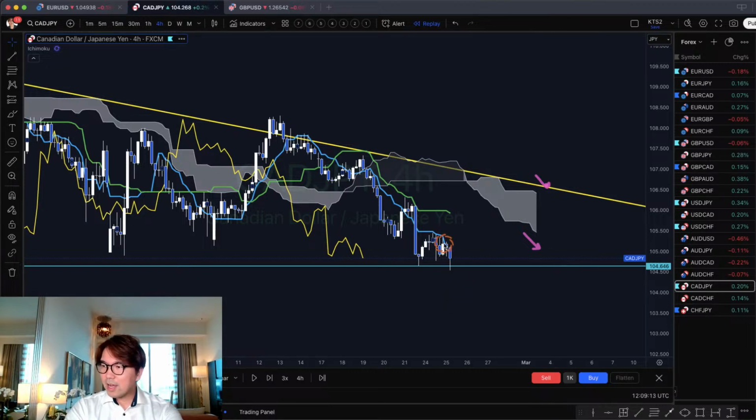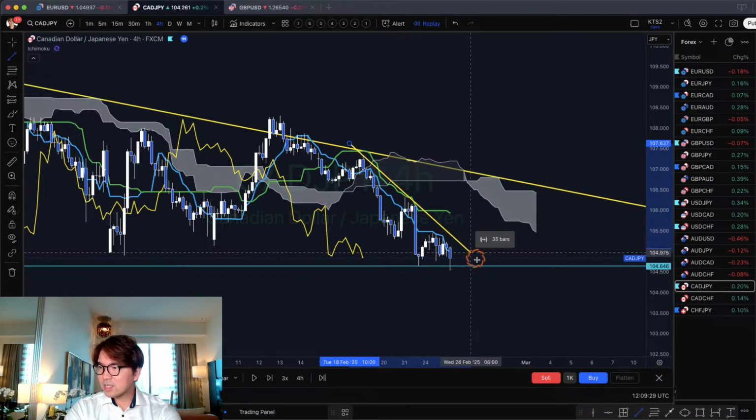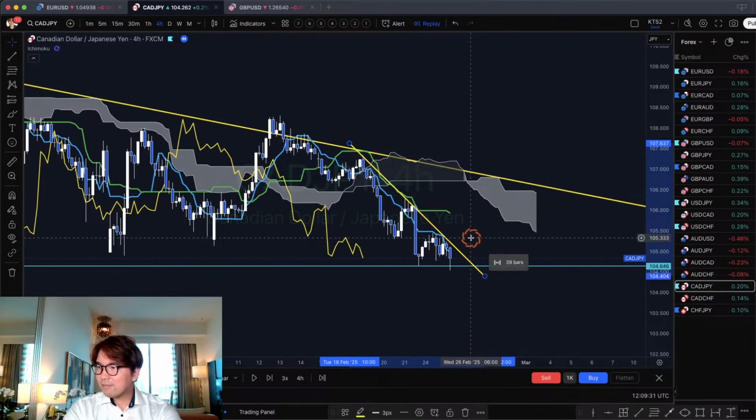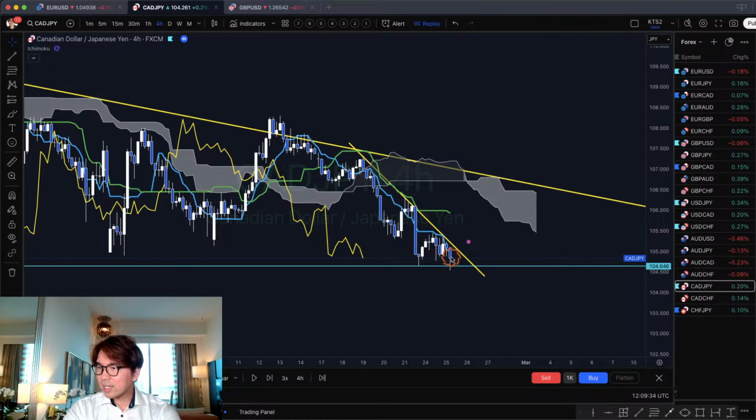The market has also been resisted by the blue Tenkan-sen. That's another sign that the market is about to break the support. Also, if you draw the line, you can draw a descending trend line this way. So even if the market retraces or ranges, most likely it bounces and breaks the support.